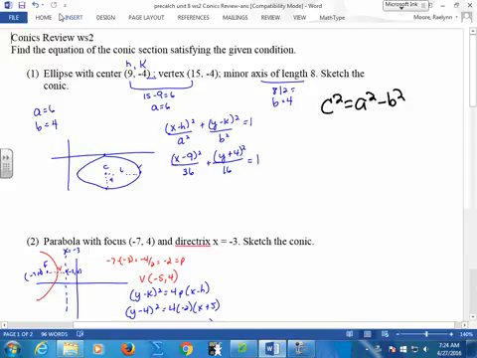Let me know if there's any questions. We're good? Everybody can find equations of the ellipse? Don't forget, when we give you a minor or major axis length, divide it in two to get the number.